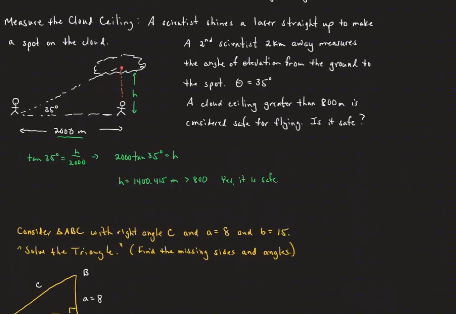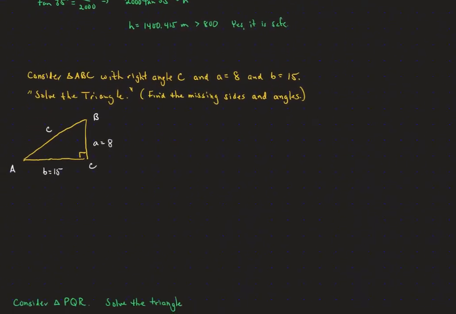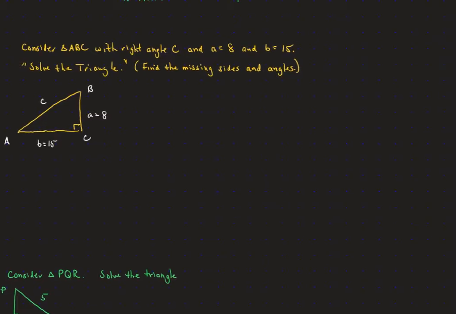Okay, so let's slide this up a little bit. Now we're going to consider the triangle ABC, and we know that the right angle is at angle C, and side length A is 8 and side length B is 15. Throughout this chapter the directions will be solve the triangle. And what that means is we want to find all the missing sides and angles.